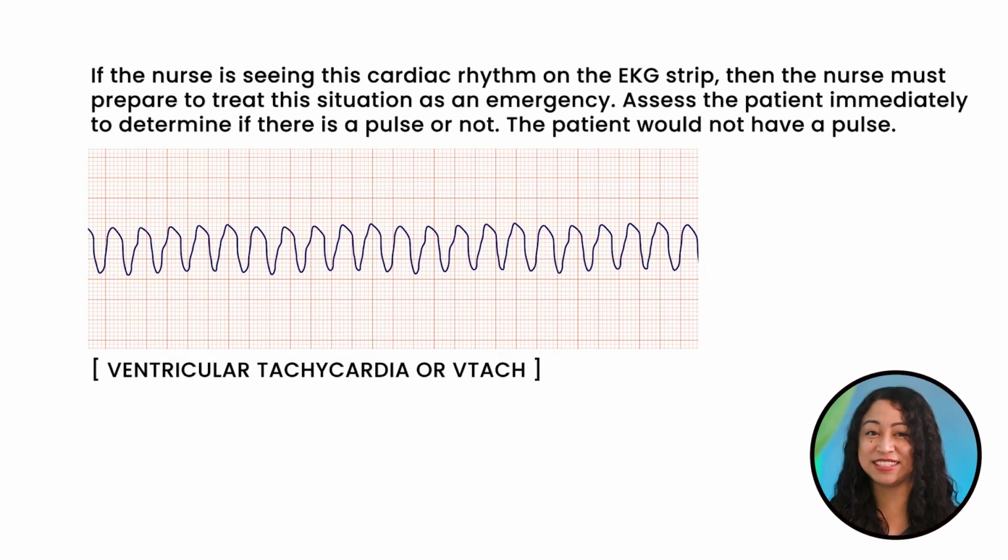If the nurse is seeing this cardiac rhythm on the EKG strip, then the nurse must prepare to treat the situation as an emergency. Assess the patient immediately to determine if there is a pulse or not. The patient would not have a pulse. And this EKG that we're talking about is ventricular tachycardia, or VTAC.